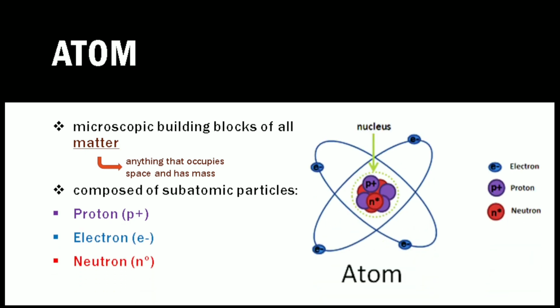This is an example of atomic structure model. As you can see, protons and neutrons are inside the nucleus, while the electrons are moving freely in their own orbit.